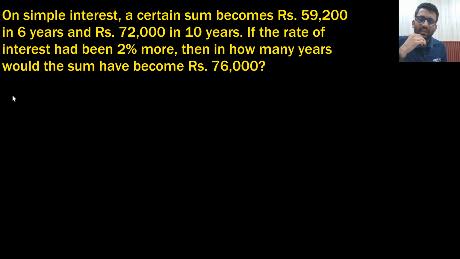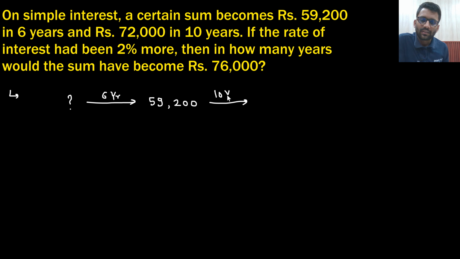On simple interest, a certain sum becomes 59,200 in 6 years and 72,000 in 10 years. If the interest rate had been 2% more, in how many years would the sum become 76,000? On simple interest, a certain sum becomes 59,200 in 6 years. So you started with some principal amount that you don't know. After 6 years, it is becoming 59,200. And after 10 years, it is becoming 72,000.